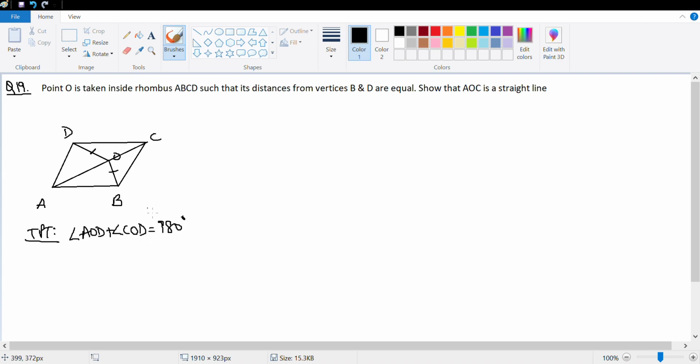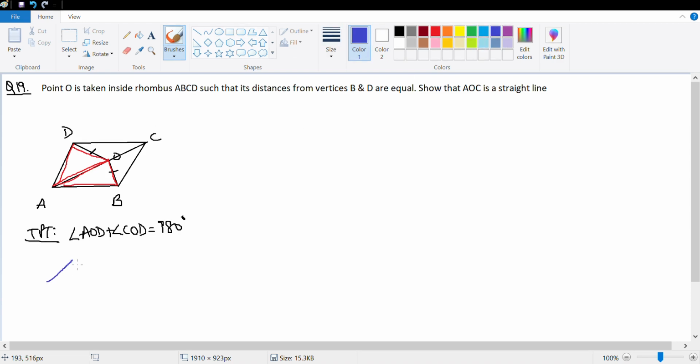That's what will prove us to be a straight line. So let's see if I can get some triangles congruent. Why am I looking at this? Because if I can get triangles congruent, I will get two angles congruent, and maybe it will help me. So let's look at these two triangles, AOD and AOB, and see if it works.